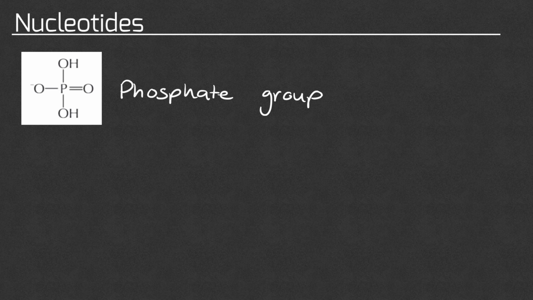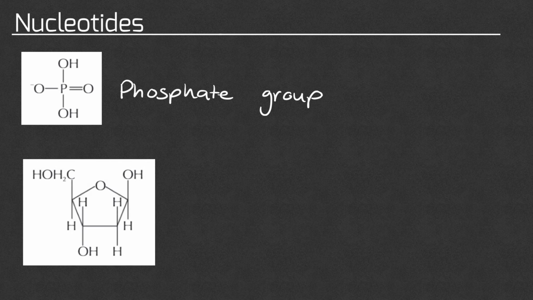This is the phosphate group, and this is the 2-deoxyribose sugar. All of these structures are given in the back of your data booklet, so you don't need to learn these structures off by heart. In the back of the data booklet, each of these are printed out for you, should you need to use them in the exam.